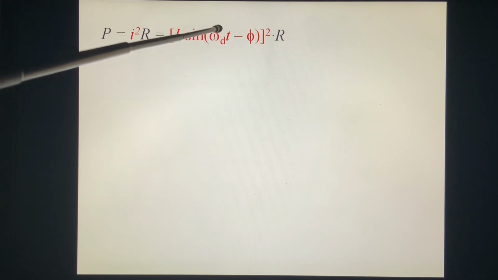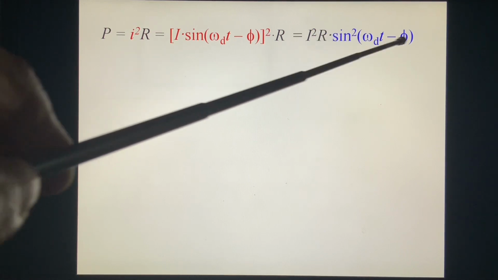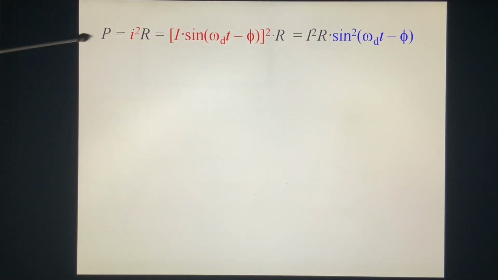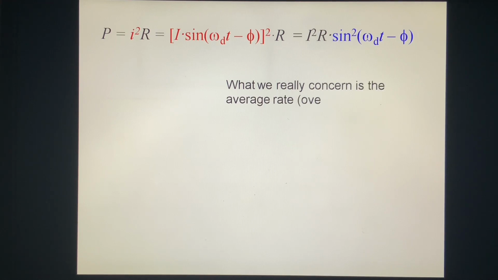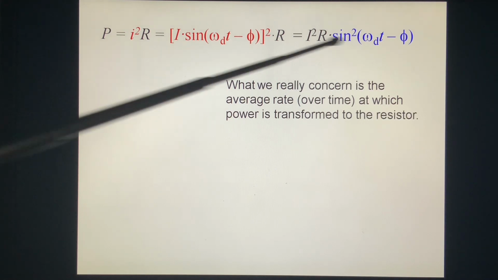So P equals I squared R. We put the numbers in. Now, this changes as time changes because the sine changes. Because it changes very fast, we write it as I squared R sine squared. This changes all the time. What we really are concerned with is the average rate over time at which power is transferred to the resistor. So we want to average it.